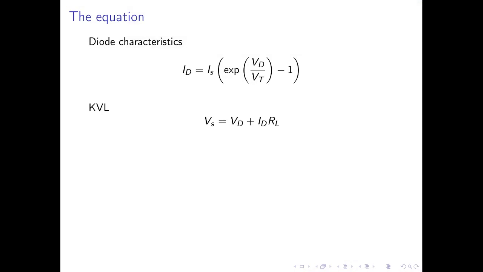Thus Vs, the voltage from the source, must be equal to the voltage drop across the diode plus the drop across the resistance, because these are the only two things in your circuit, the diode and the resistance. So this is one more equation.